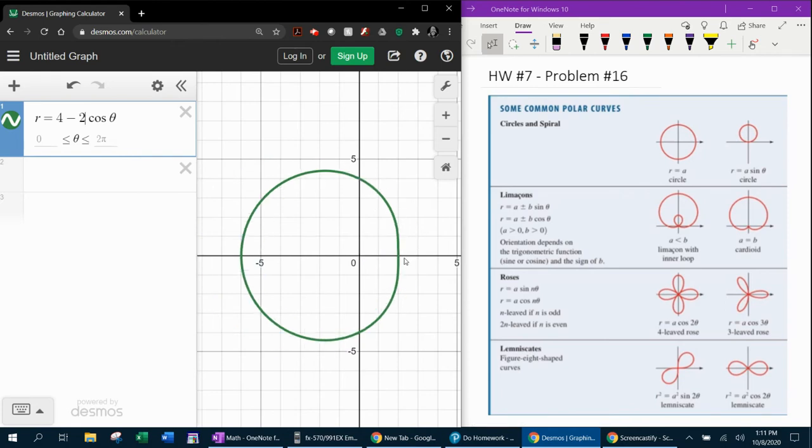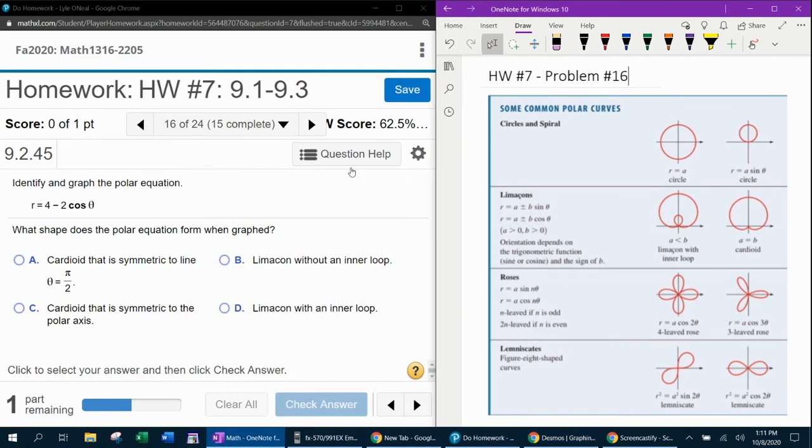and then a limacon either has an inner loop or it doesn't have an inner loop, depending on whether A is less than B or whether A is greater than B. And so now we know what this is. It's a limacon without an inner loop.